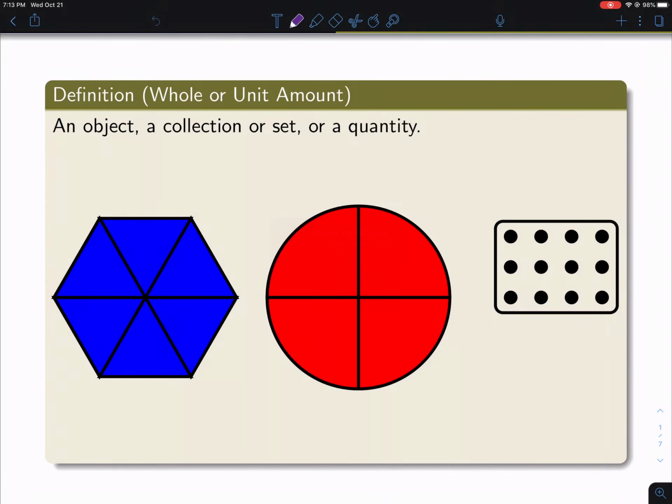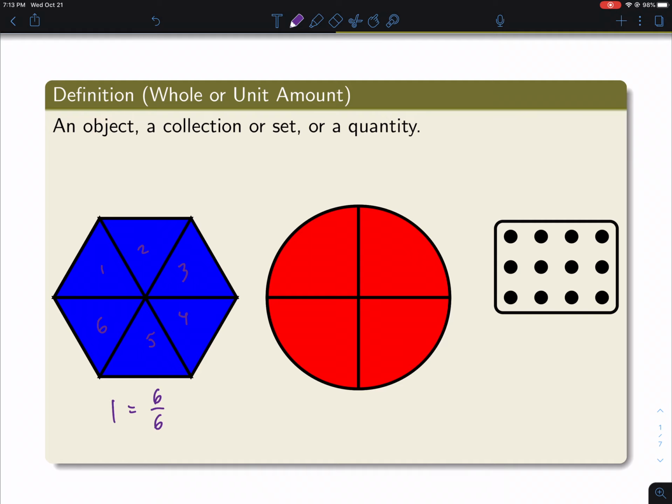There we go. So the first one, since it's a hexagon, what you would do is count the number of sections. We've got 1, 2, 3, 4, 5, 6 sections. So this is technically the same thing as 1, but from a fraction perspective, we can think of that as 6 over 6.